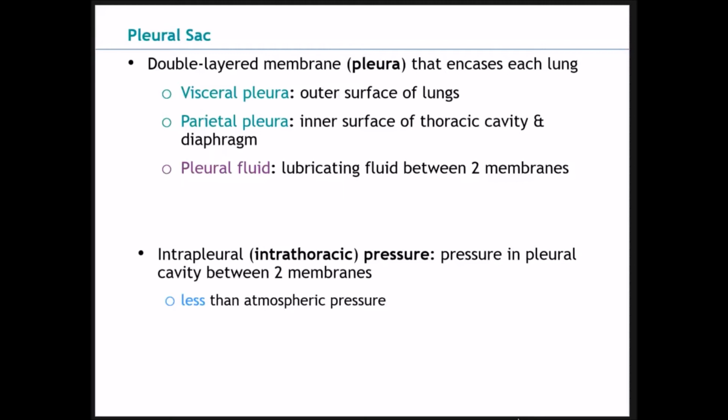It's basically the weight of the air. So the pressure between those two pleura, the interpleural pressure, is less than atmospheric pressure. And so what does that allow for? That allows or makes sure that the lungs stick to the surface of the thoracic cavity and the diaphragm.